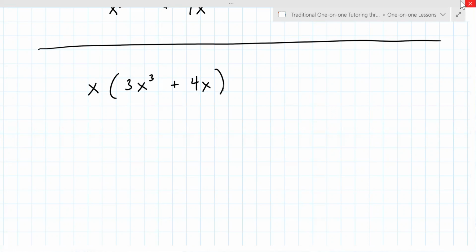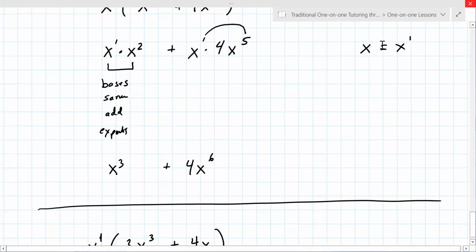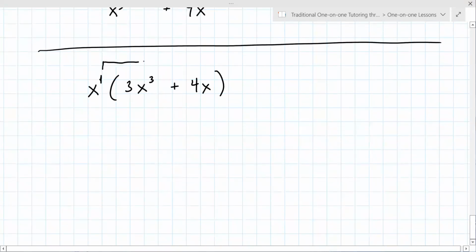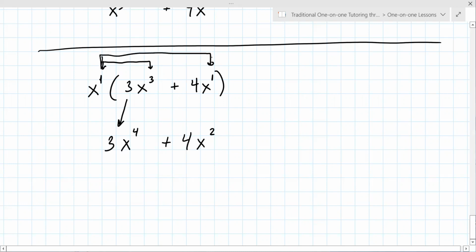Doesn't it stay the same since one doesn't have an exponent? It does. It's a 1. X is really x to the power of 1. It's just not written. So you're going to add these two exponents. That would be 4, and then that 3 just comes out in front. Okay. So what about the one on the right? What does it become? 4x squared. X squared, because you add the exponents.